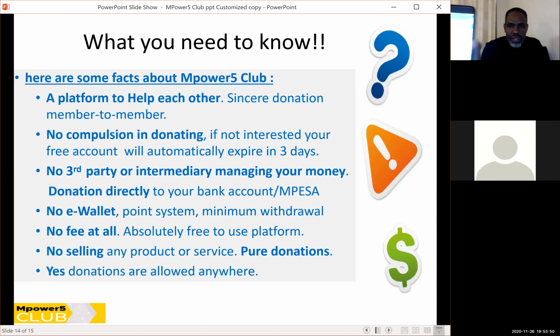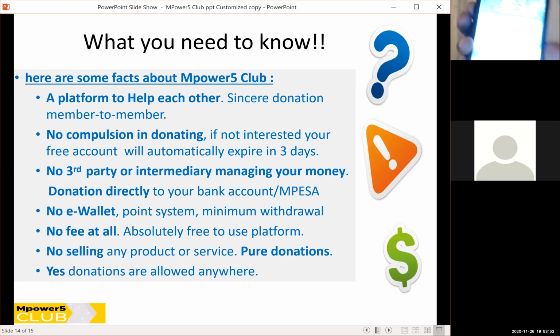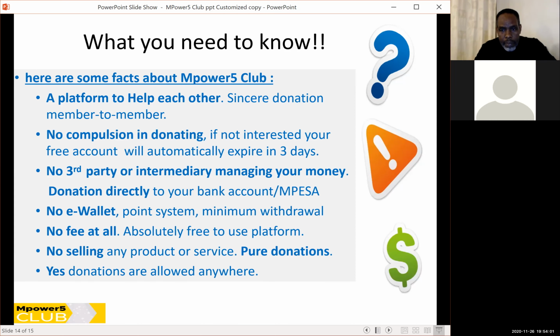I've actually just received the money in M-Pesa. That is the message that has just come right now. Wow, well done. Thanks.